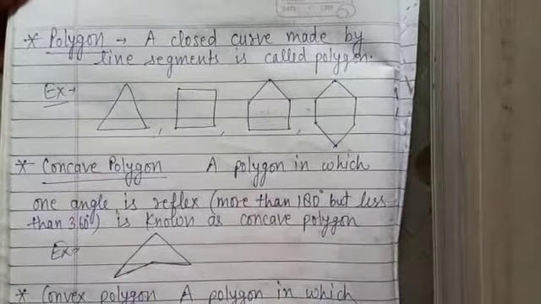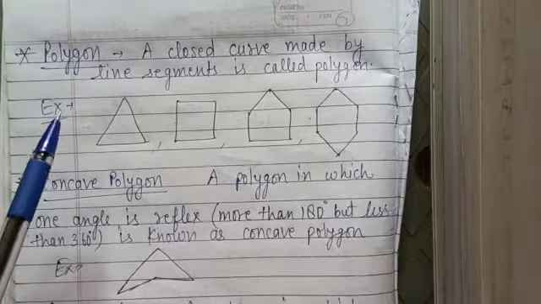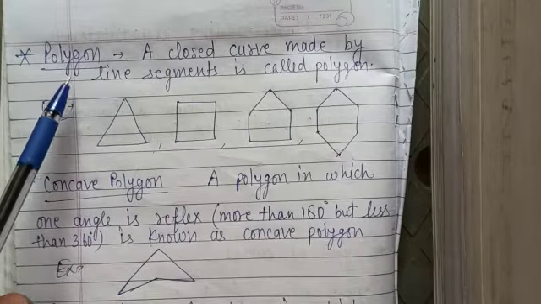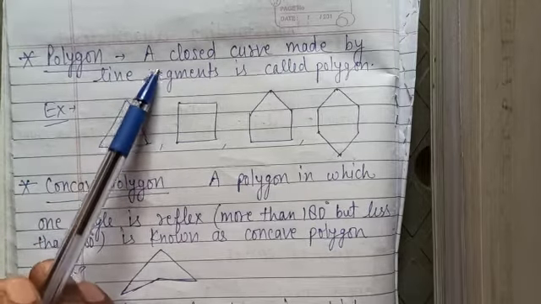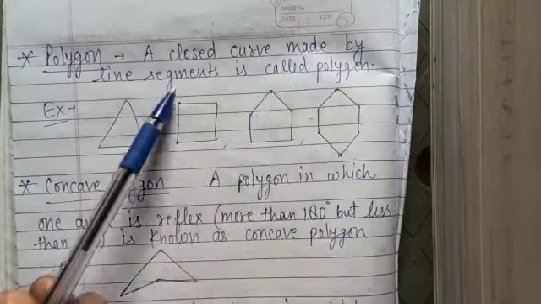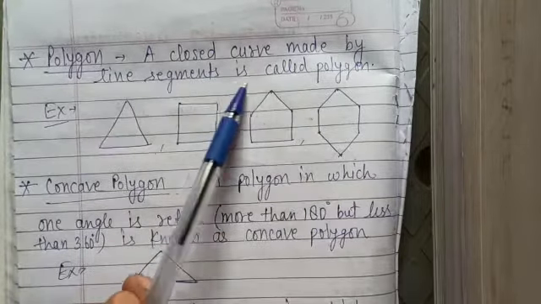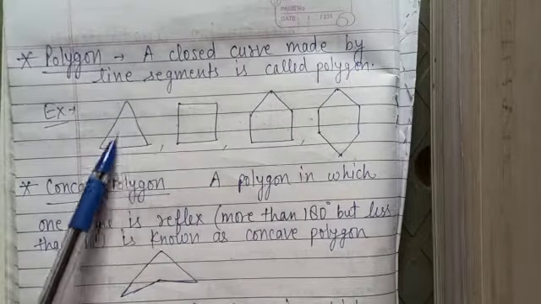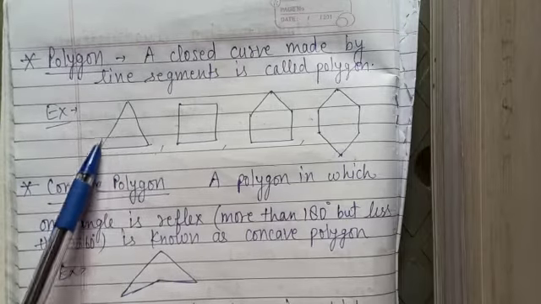So let's understand polygon now. It is one of the most important topics of this chapter, polygon. Polygon, you might have studied this topic in earlier classes also. So here is the definition. A closed curve made by line segments is called a polygon. Polygon is a closed curve, but its boundary is linear.